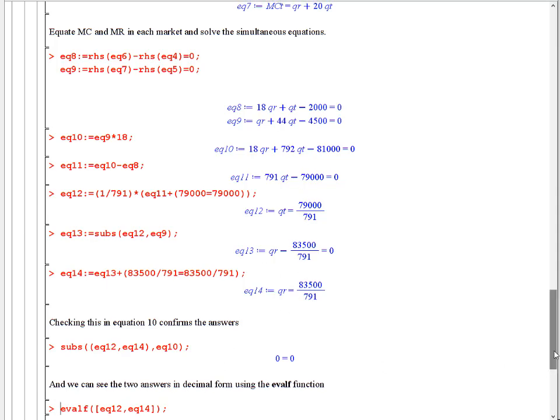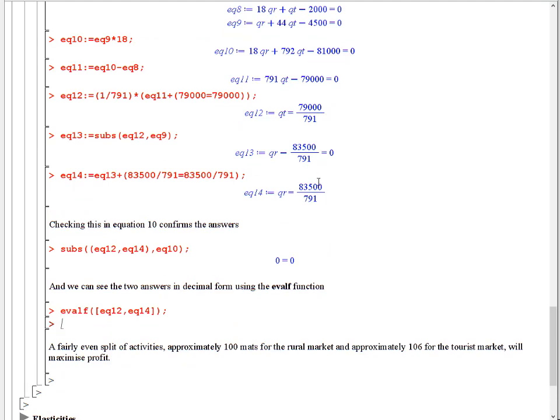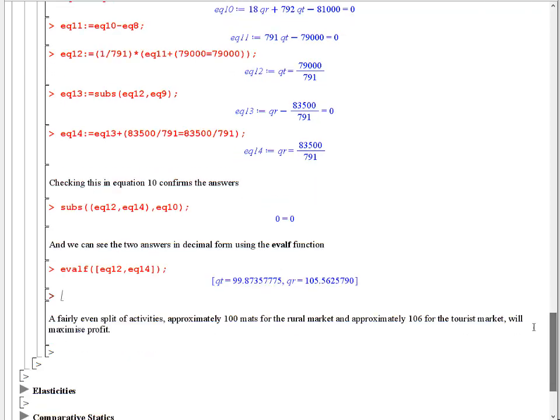And then, because these numbers are quite hard to read, just using this function makes you see the decimal form. So the decimal form is like this. What this is telling us is, to maximise the profit, she needs a fairly even split. So roughly 100 in the rural market and a few more than 100, about 106 in the tourist market. That will maximise her profit.